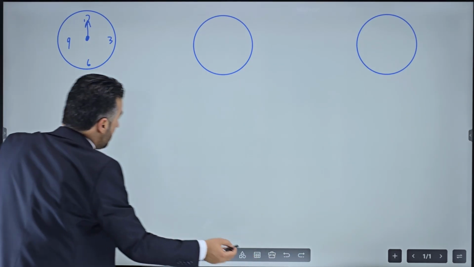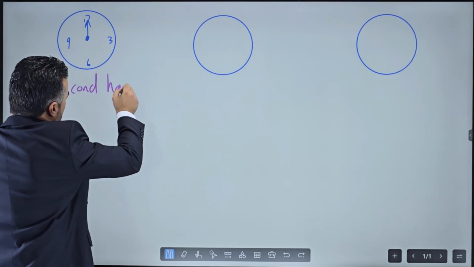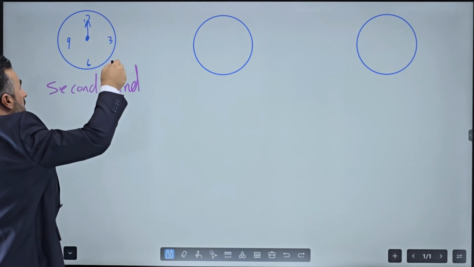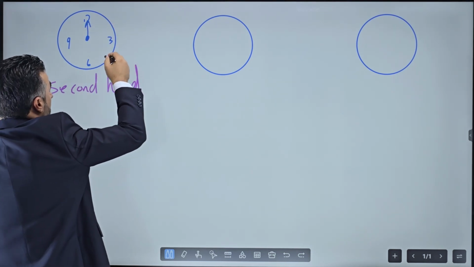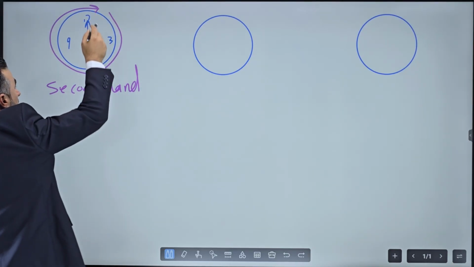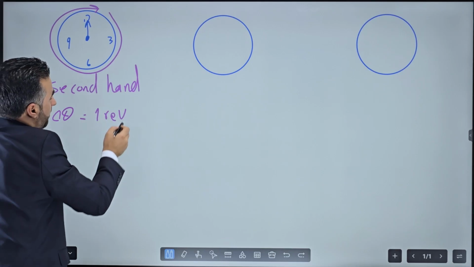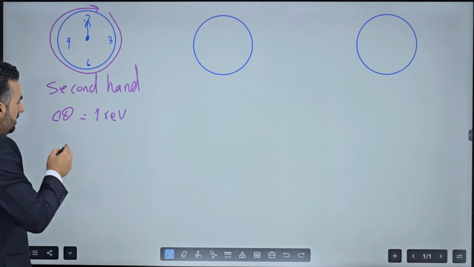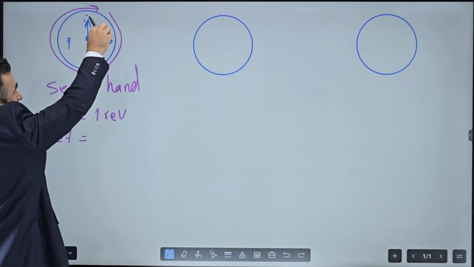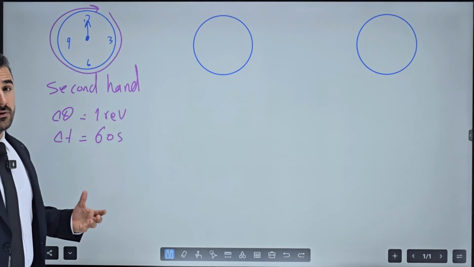For the second hand, we know that in order to make one full rotation, that would be the angular displacement. So for one full rotation, delta theta in this case is going to be 1 rev. But then how long does it take to complete one full rotation? Remember, this is the second hand, so it is going to take 60 seconds to make one full rotation.